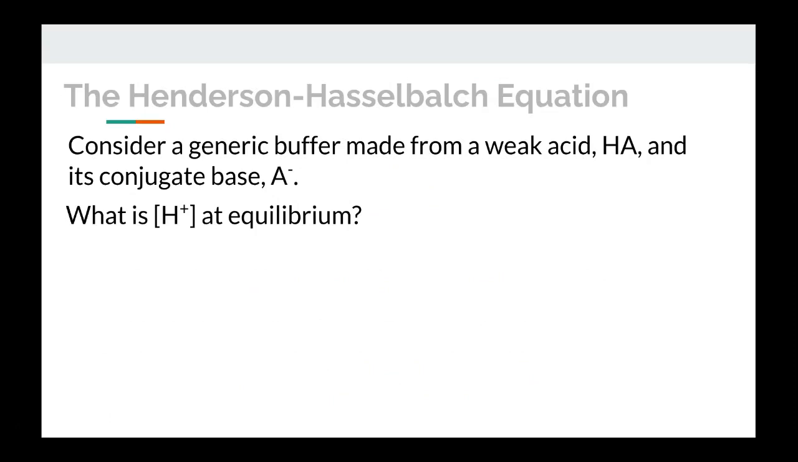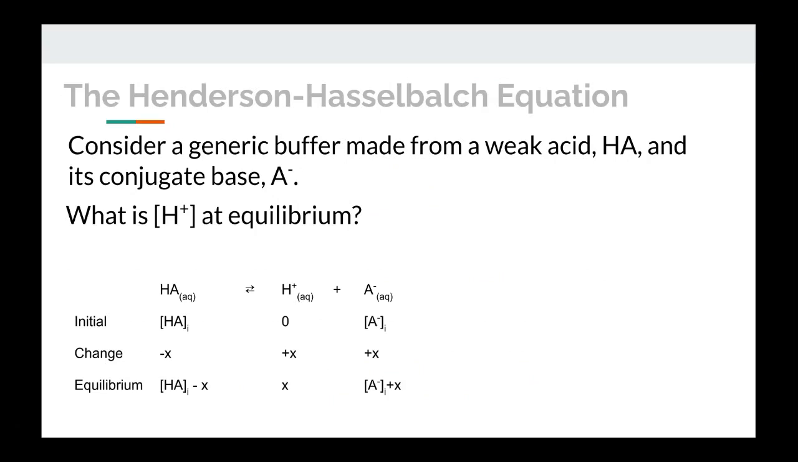There's an important shortcut here called the Henderson-Hasselbalch equation. We've been setting up an ICE chart and making a simplification, but we can always make that simplification. If we have a generic buffer made from some weak acid HA and its conjugate base A minus, and we want to know its H plus at equilibrium, looking at this ICE chart, we start out with some starting concentrations of HA and A minus, with 1-to-1 stoichiometry typically. At equilibrium, we're going to have HA initial minus x for the HA concentration. And for the A minus concentration, we're going to have the A minus initial concentration plus x, and then H plus is going to be x.